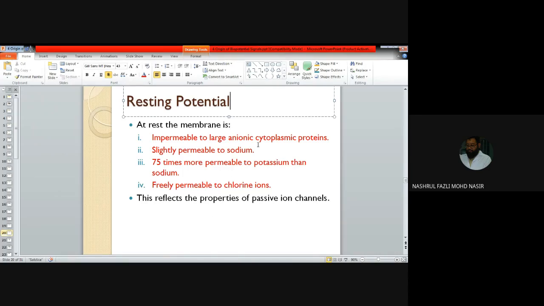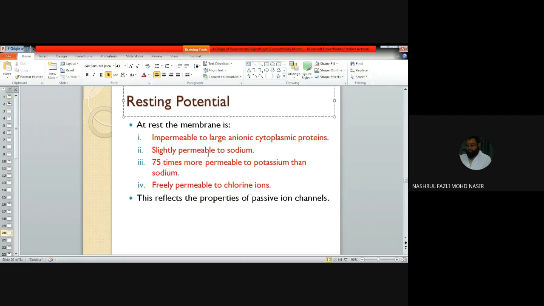So there are 4 things you have to remember: the proteins, large and ionic, cytoplasmic. But first try to imagine the protein first, then slowly try to remember all these four words: large, ionic, cytoplasmic, proteins. First just remember protein, and then expand it to the other 3 words. Impermeable, cannot penetrate at all.